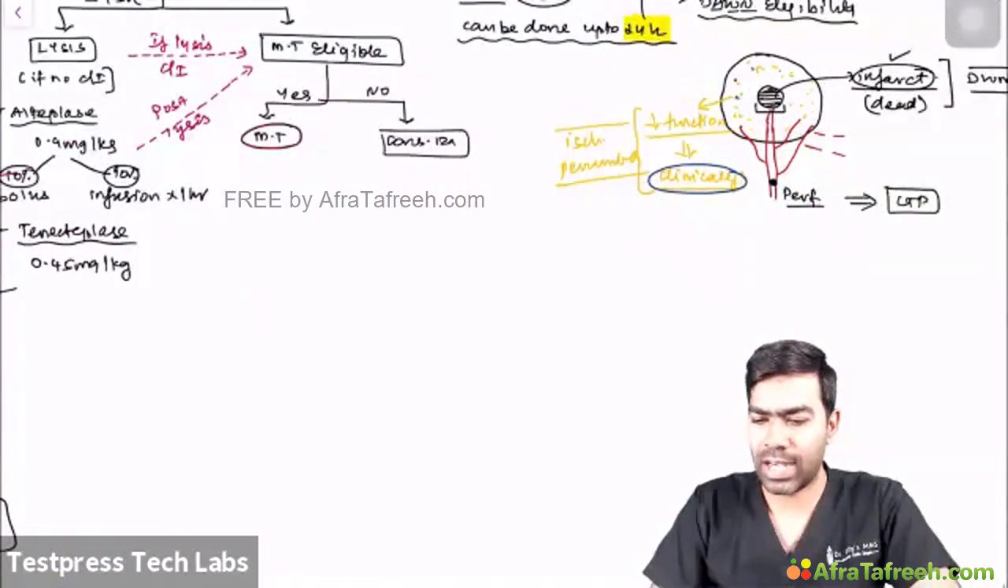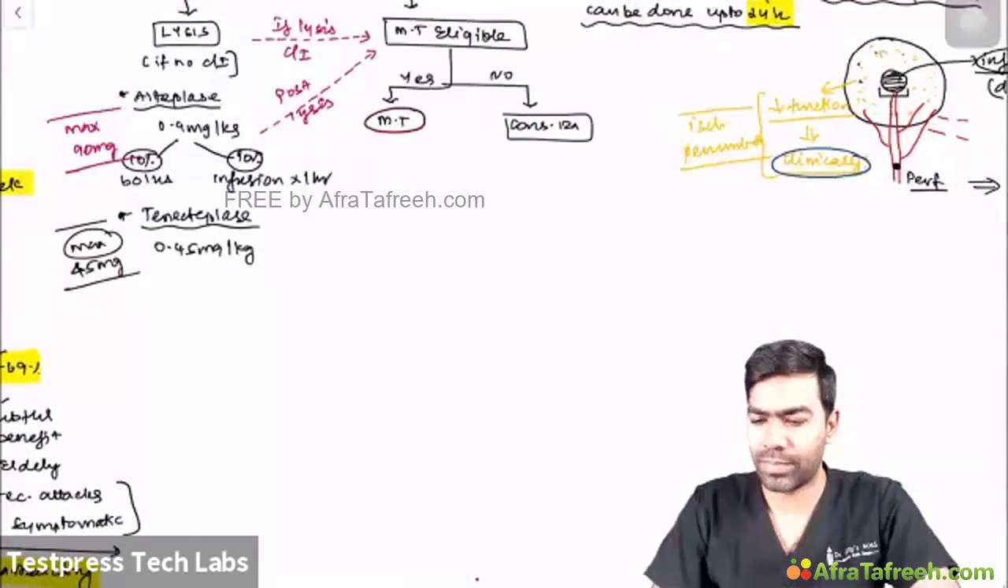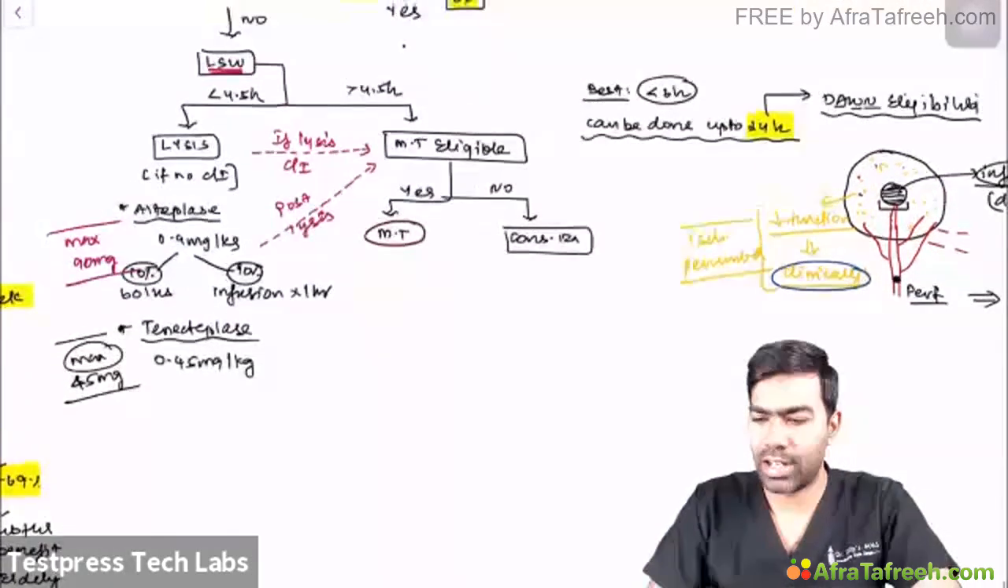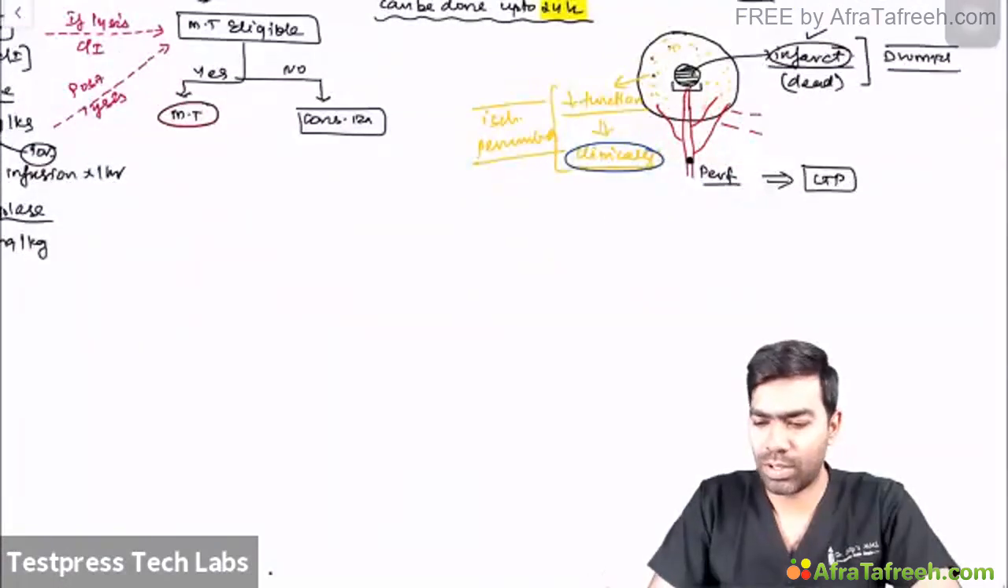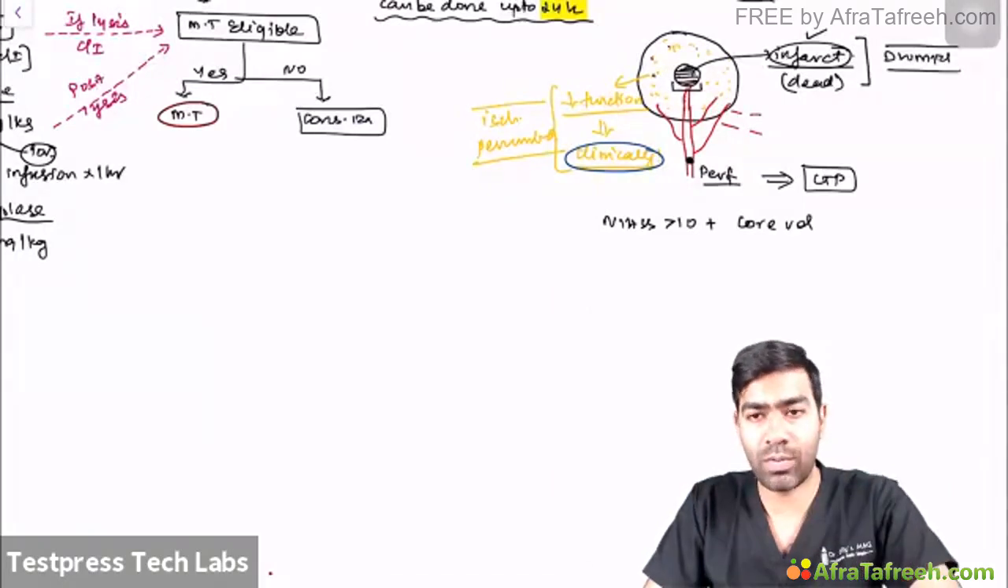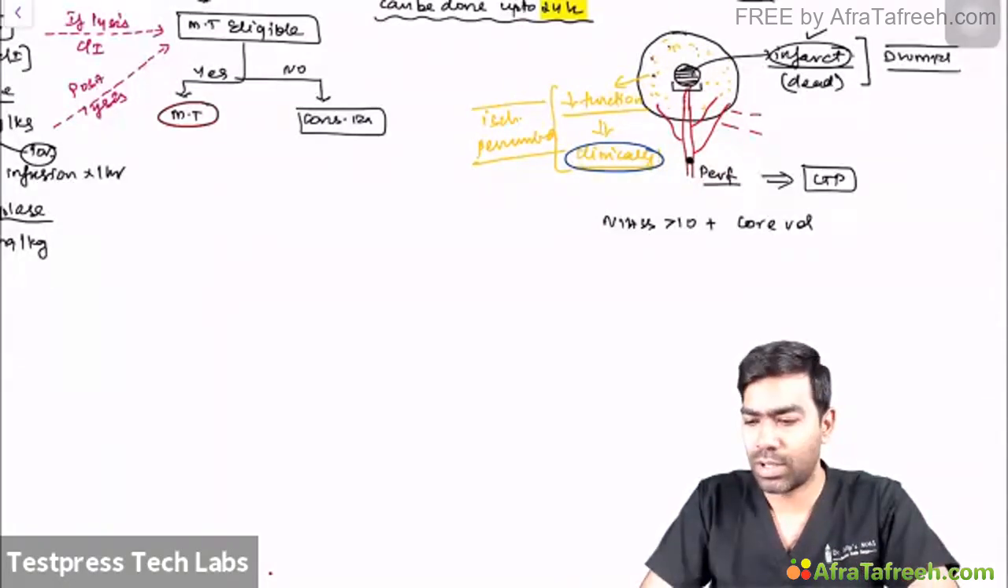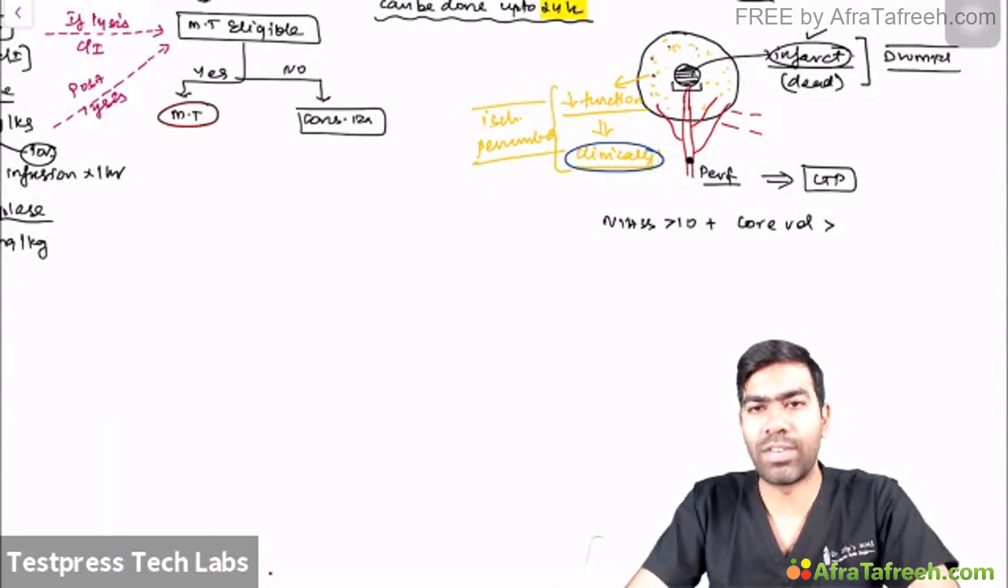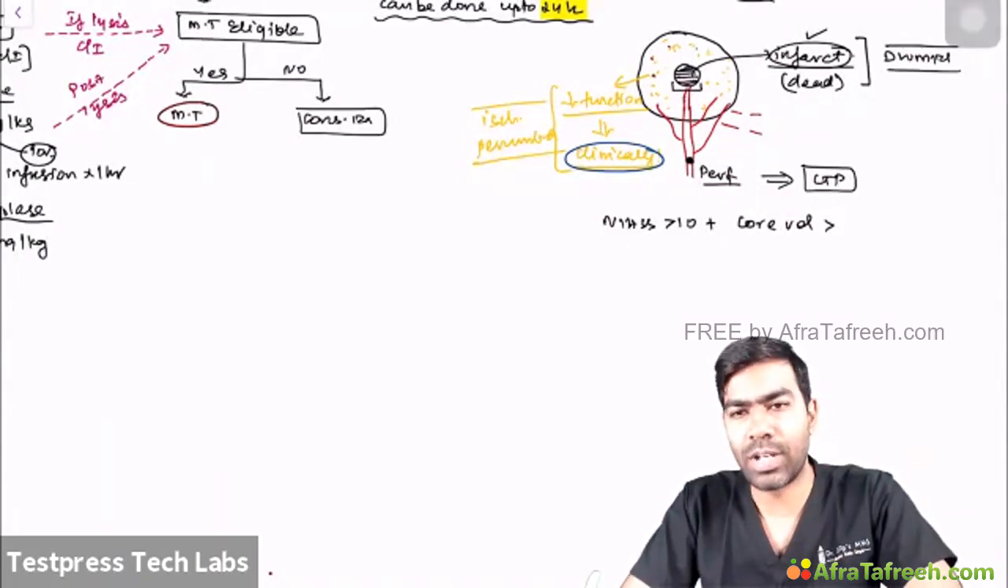So I can tell one thing. Now I can tell the clinical core mismatch easily based on the NIHSS score. Suppose my NIHSS score is more than 10, plus my core infarct volume, I'm talking about the core infarct volume, is more than 50 ml. So in that setting, I can tell.